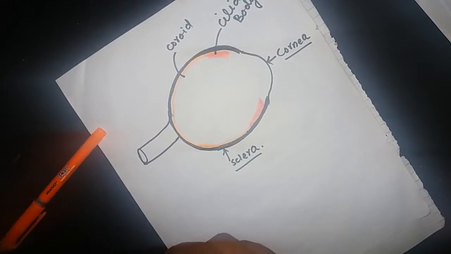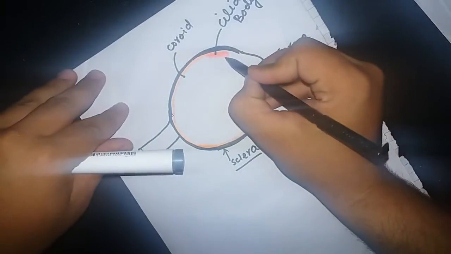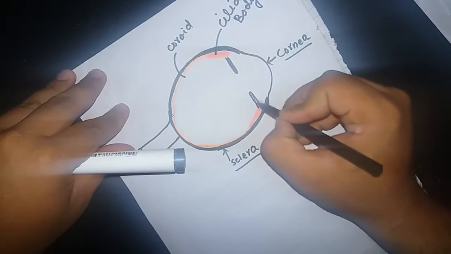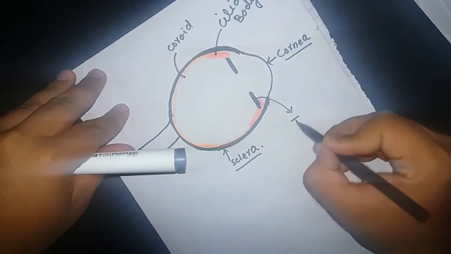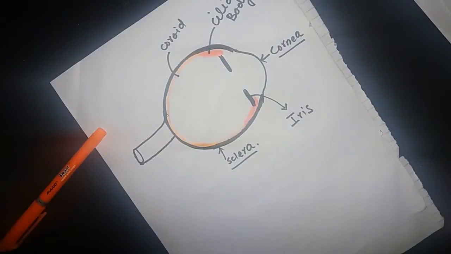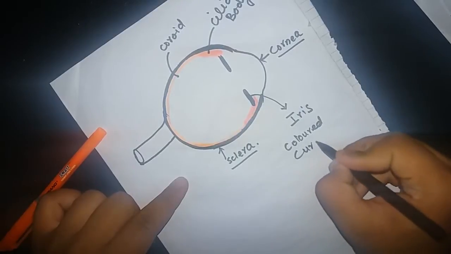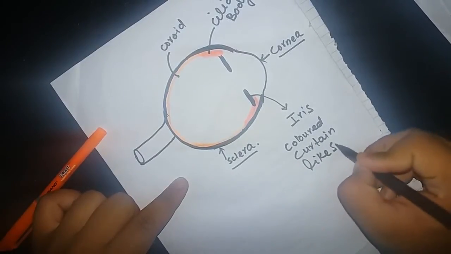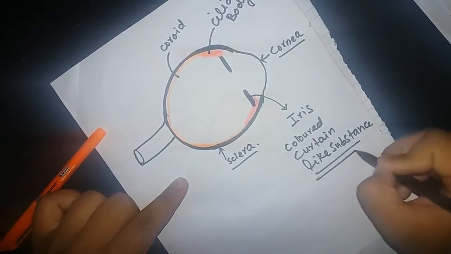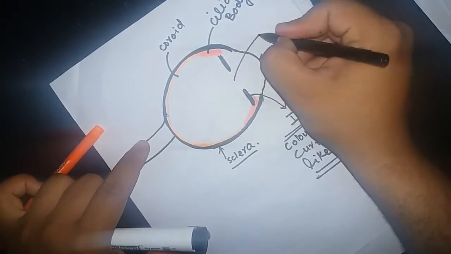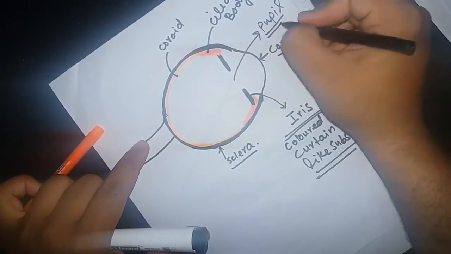Now from the ciliary body a structure arises which is known as the iris. This is a diaphragm like structure. It is basically a colored curtain like substance which arises from the ciliary body and has an aperture or space. This space is known as the pupil.